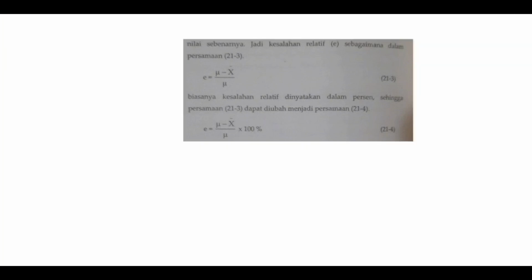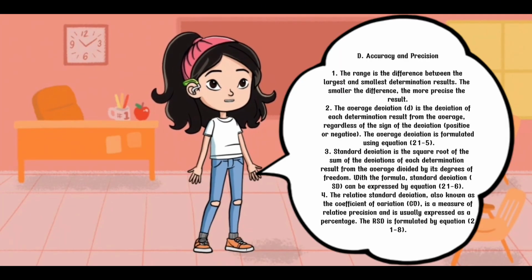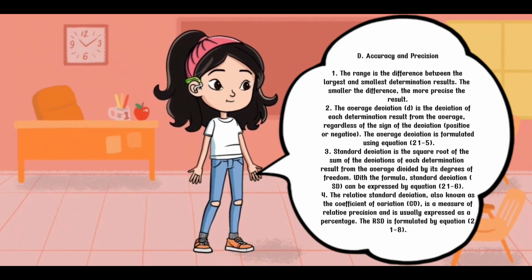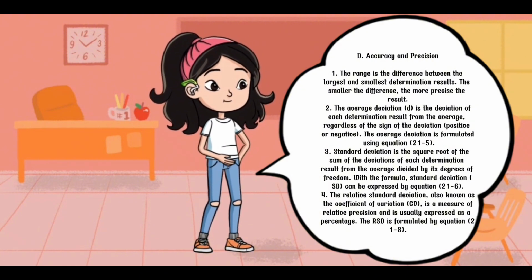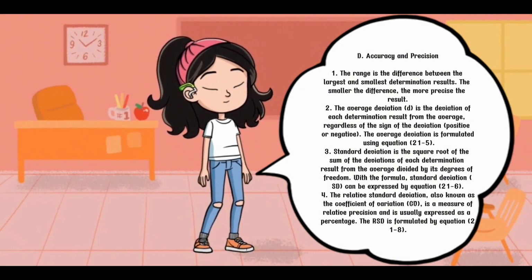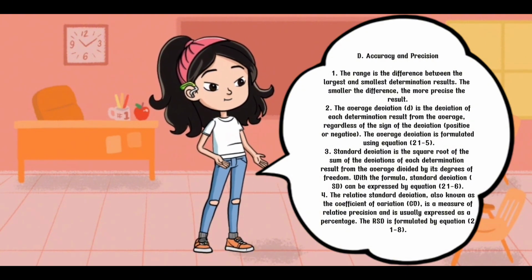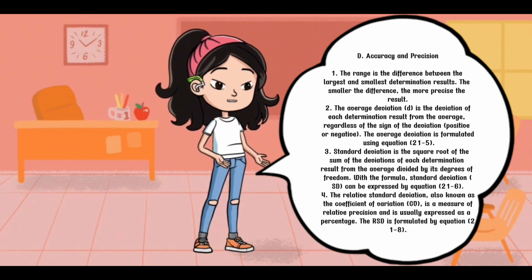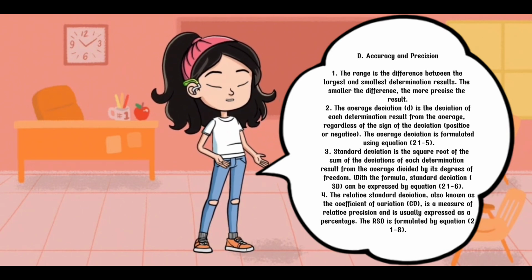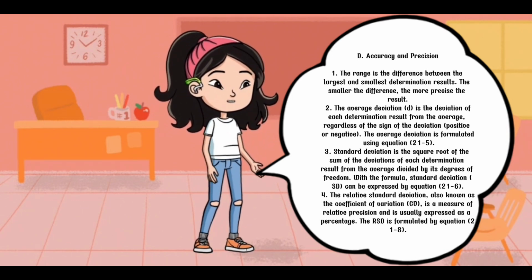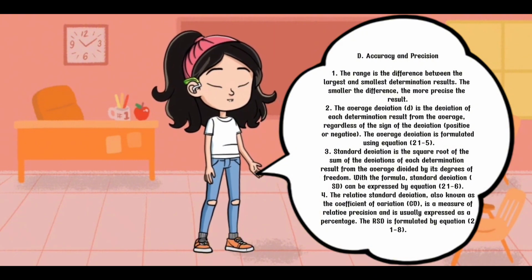value. 1. The range is the difference between the largest and smallest determination results. The smaller the difference, the more precise the result. 2. The average deviation, d, is the deviation of each determination result from the average, regardless of the sign of the deviation, positive or negative.